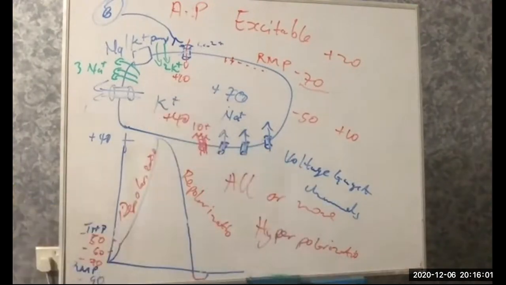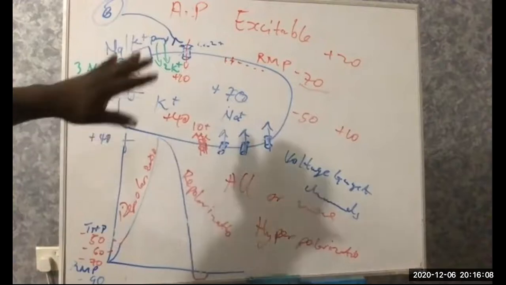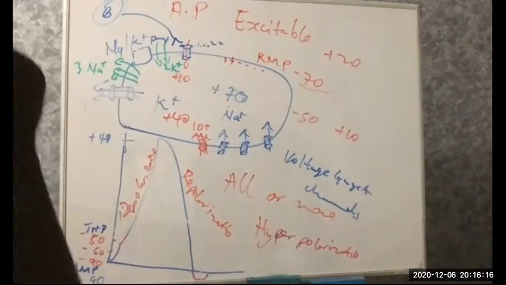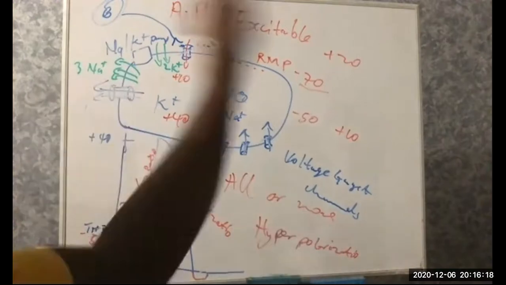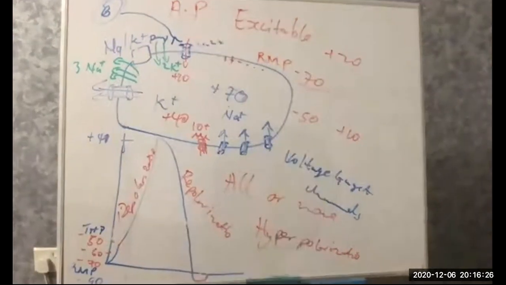Plus 40. Please, I hope you are following, because these things are very important. This is the main cell physiology, membrane physiology you should understand. So in hyperpolarization, it is very difficult for the cell to generate an impulse. But at the normal resting membrane potential level, the cell will generate an impulse.